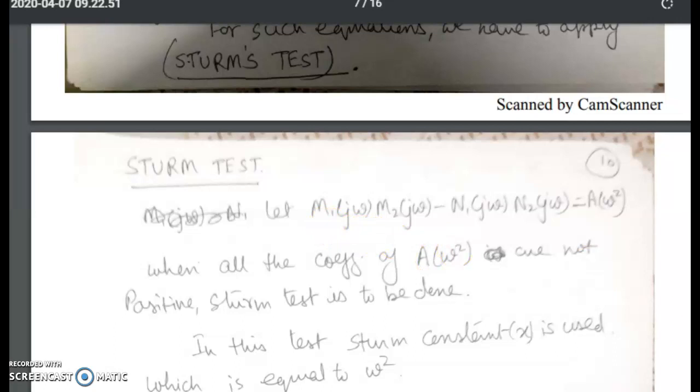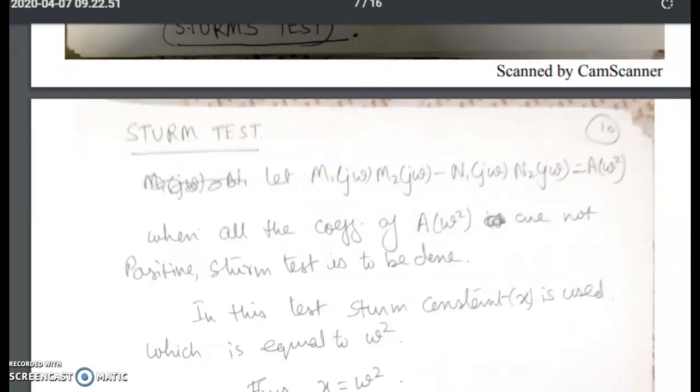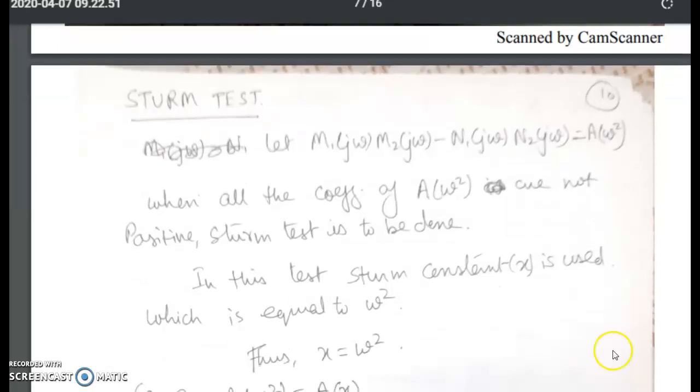In the Sturm test, one Sturm constant is introduced which is equal to x, and we say that x is equal to omega square. This equation M1 M2 minus N1 N2 we say is equal to a omega square. When all the coefficients of a omega square are not positive, the Sturm test is needed. In this test, the Sturm constant x is used which is equal to omega square. So this equation a omega square can be written as a(x), where omega square is replaced by x.